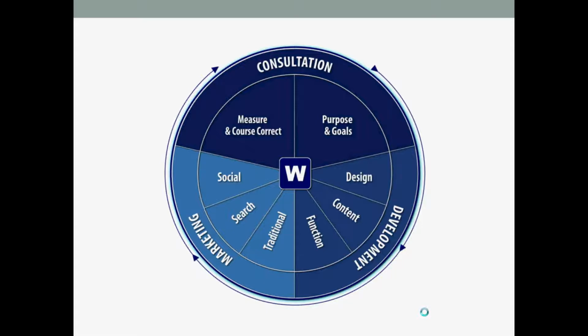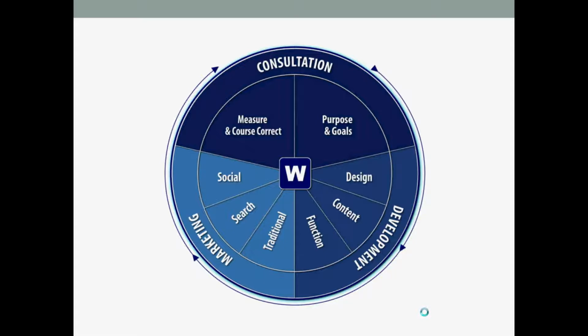Once we have our mousetrap built, then it's time to send the mice. And so we do that, of course, by marketing that website. And marketing, I also break into three major areas. Traditional marketing, like the newspaper, radio, et cetera. Search marketing, most notably Google, and of course social media marketing.